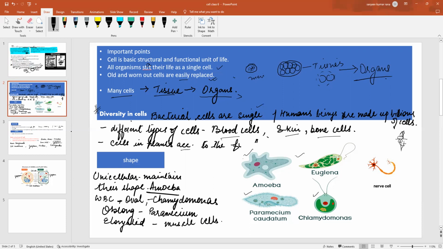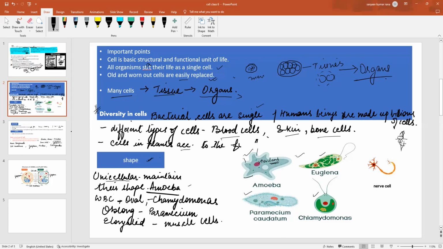Okay. Then coming to the shape, when the cell is single, it is known as unicellular. This is the nucleus, which is actually the main part of that particular cell, which performs all the functions. They maintain their shape like in amoeba. इसका कोई shape नहीं होता है. It moves. These are podia. Podia means foot. So these move in amoeboid movement.